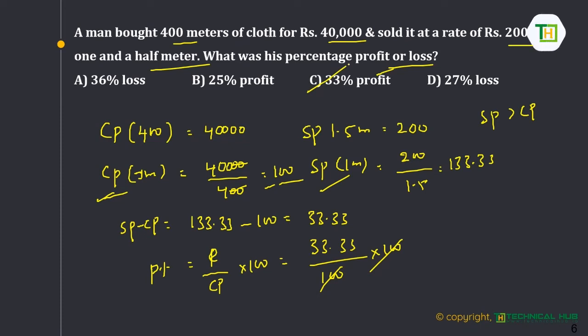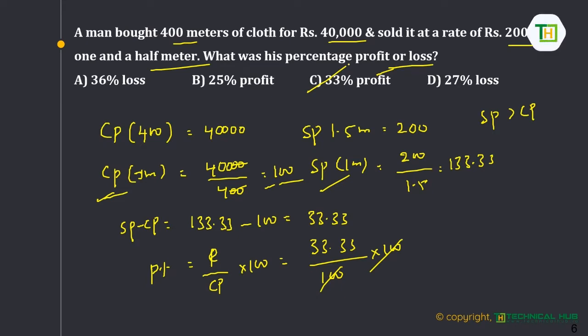You can do it the other way also. You have to calculate the selling price of the 400 meters. 1.5 meters is equal to 200 rupees. Then 400 meters selling price is equal to how much? So 200 into 400 by 1.5. You will get the selling price of the 400 meters.